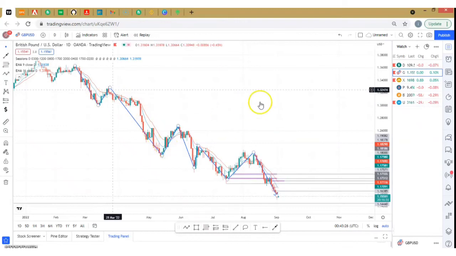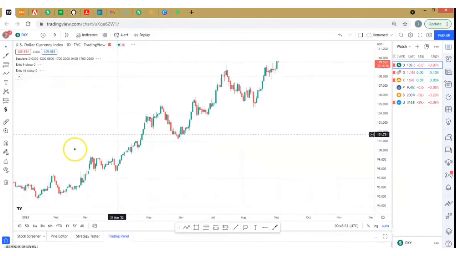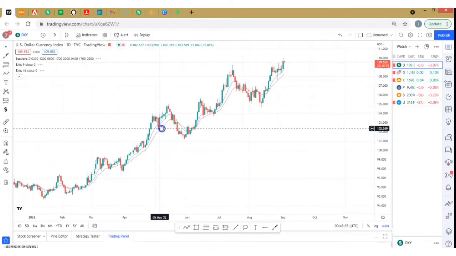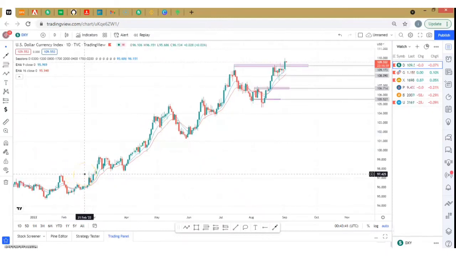So let's go to the dollar index and see how an uptrend looks like in a real-time chart. And if you look carefully here, guys, you will see that this market has been going up. This is the US dollar index, the movement of the US dollar in general. So yeah, guys, what was our definition of an uptrend? Our definition of an uptrend is higher highs and higher lows. Higher highs and higher lows.